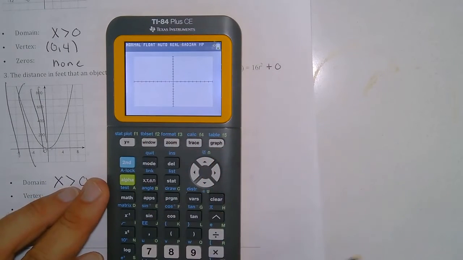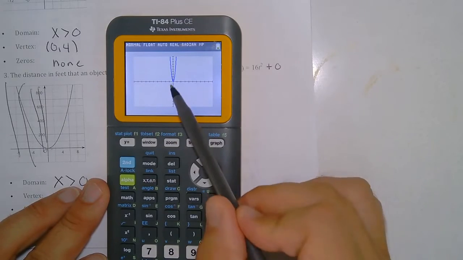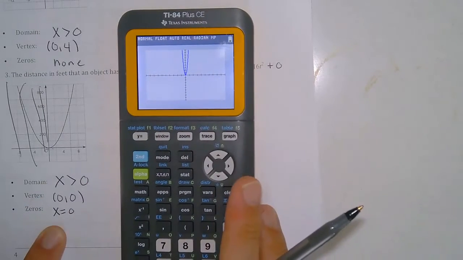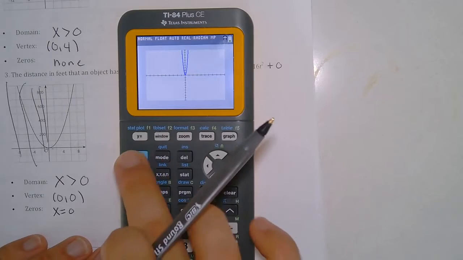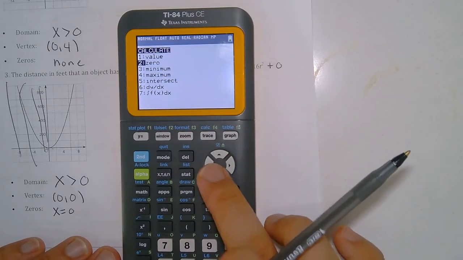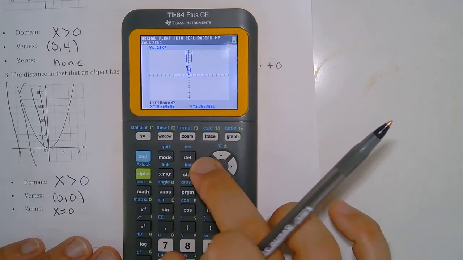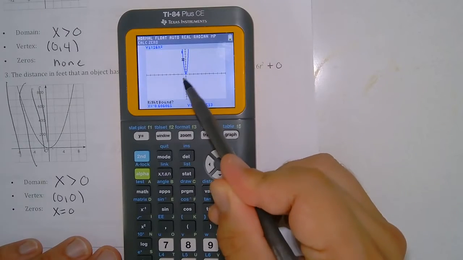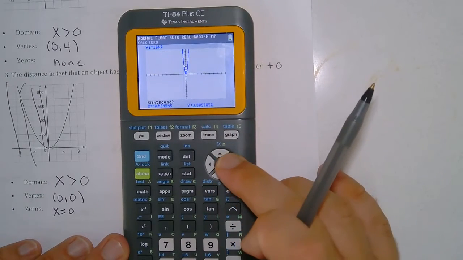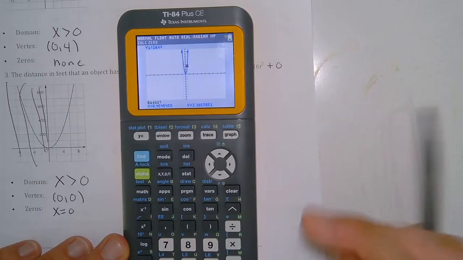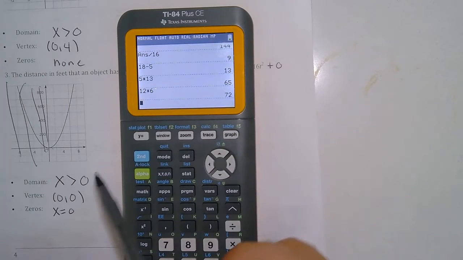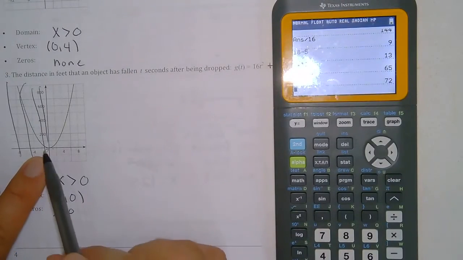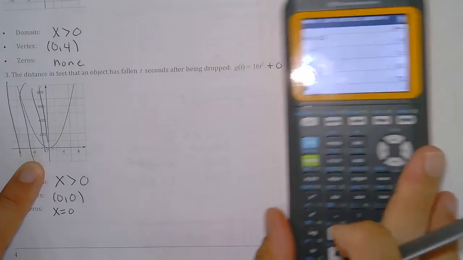So what I'll do here is press zoom 6 and then clear that out to make it a little bit better for when we find the 0. So I can go back to second calculate, and we want to calculate a 0. So to the left of this 0 here, you hit that. Then go to the right of that, hit that. And then it touches just right at 0. So it would be x equals 0.